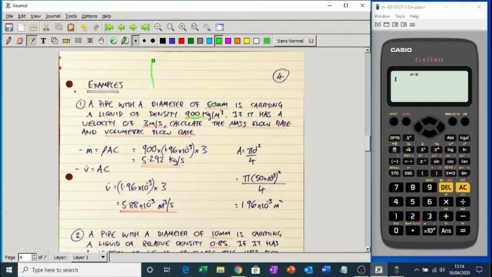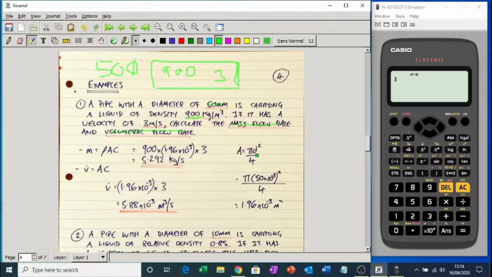So here's my pipe. It's not a tapering pipe. So it's got 50 mil diameter, 50 mil diameter, 50 mil diameter. Density in there is 900, and the velocity is 3. So the pipe is the same, there's no change in diameter, there's no change in density, and it's 3 meters per second. We need to find the mass flow rate and the volumetric flow rate, nice and easy.